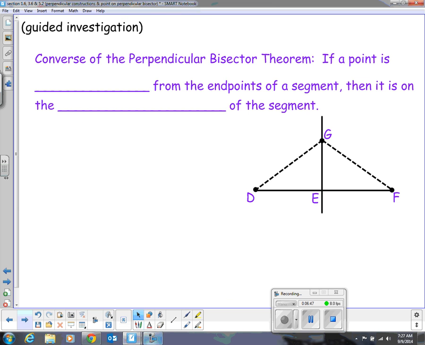And this might pop up. So the converse means we flip it. If a point is equidistant, and the difference is what we're given. So now all we know, what this means is we know that this segment equals that segment. We know that G is equidistant from the endpoints of the segment. So our conclusion is, then this point G is on the perpendicular bisector of the segment.